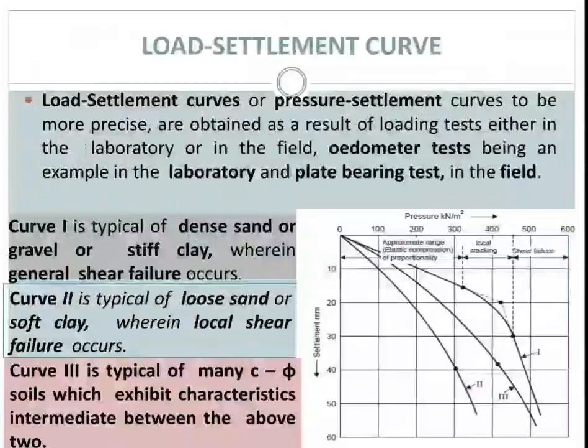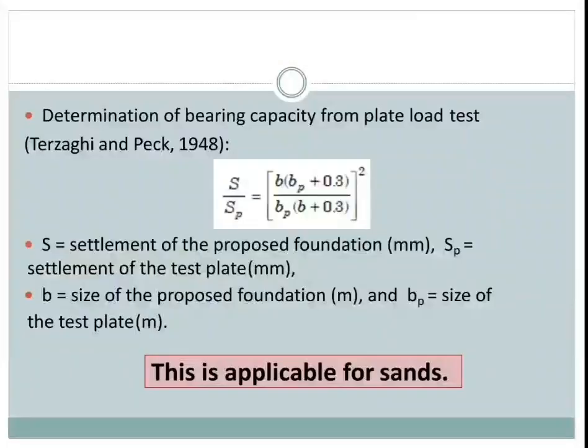There is a load settlement curve. There are 3 types of curve. Curve 1 is for dense sand or gravel or stiff clay, wherein general shear failure occurs. Curve 2 is for loose sand or soft clay, where local shear failure occurs. Curve 3 is typical for many cohesive and frictional soils, which exhibit characteristics intermediate between the above two. These are the equations for determining the settlement of the foundation. This equation is only applicable for sandy soil.